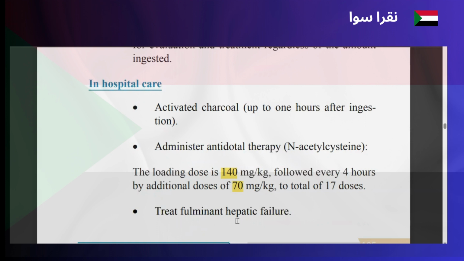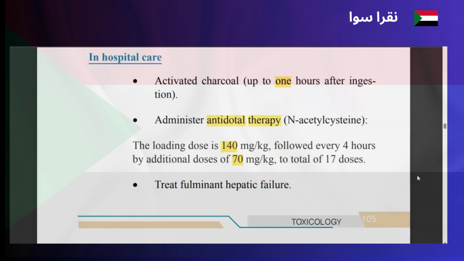Treat fulminant hepatic failure. So, activated charcoal up to 1 hour after ingestion. Administer antidotal therapy with acetylcysteine: the loading dose is 140 milligrams per kg, followed every 4 hours by additional doses of 70 milligrams per kg, for a total of 17 doses, and treat the fulminant hepatic failure.